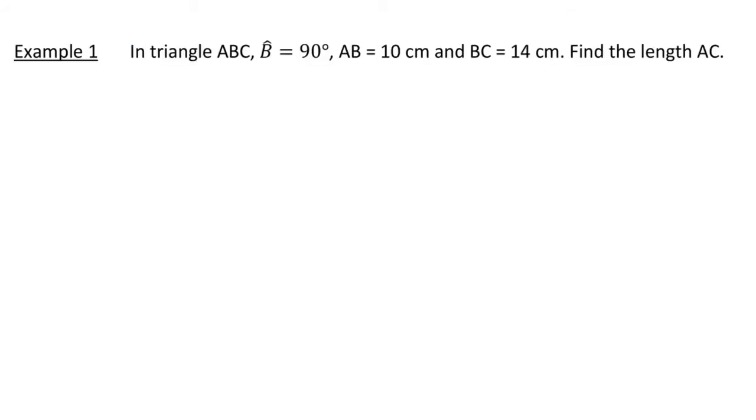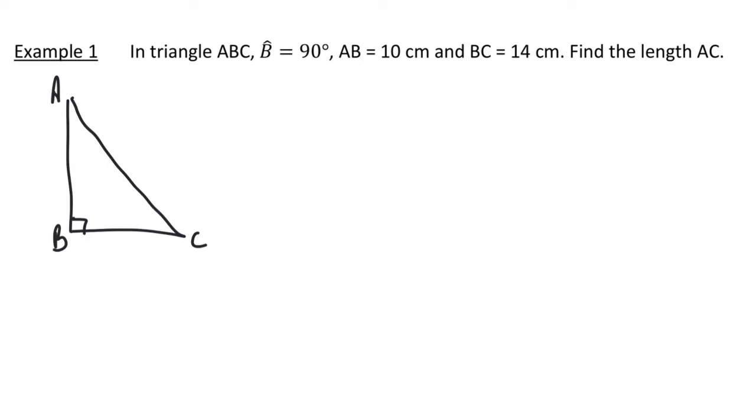Example 1, in triangle ABC, angle B equals 90 degrees. The B with the arrow above it just means angle B. So that's 90, AB is 10 and BC is 14. Find the length of AC. What we need to do first of all is draw a right angle triangle and label the right angle B. And then the other two sides are A and C.